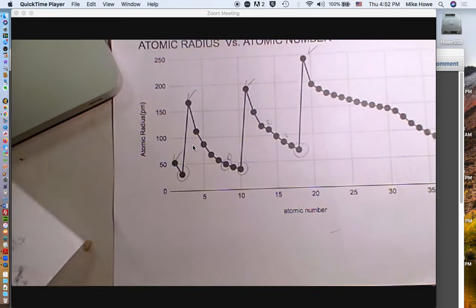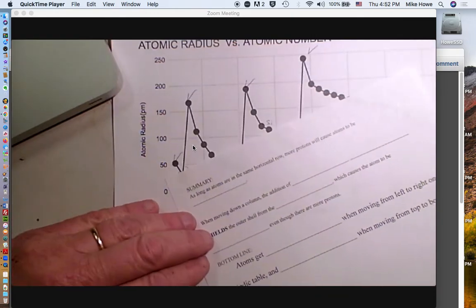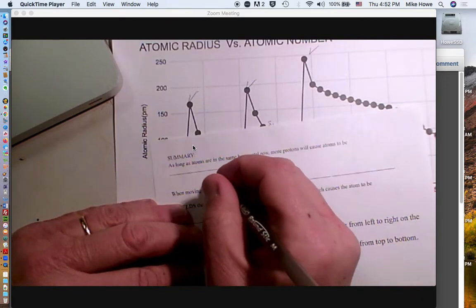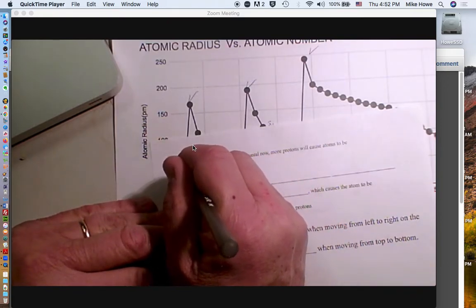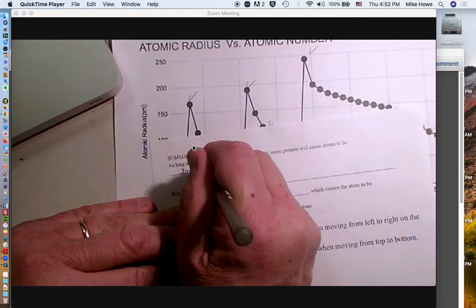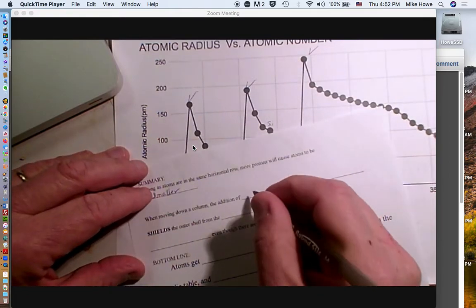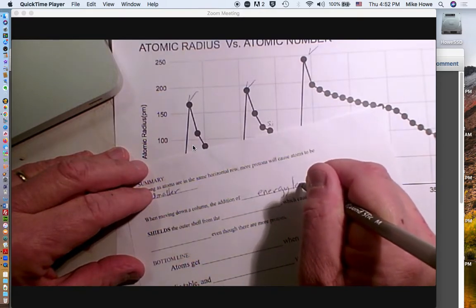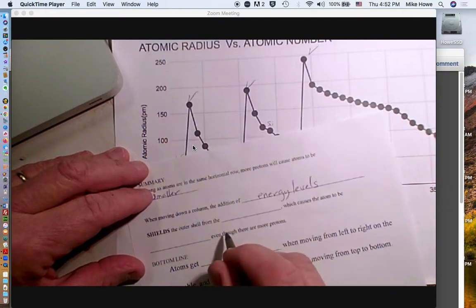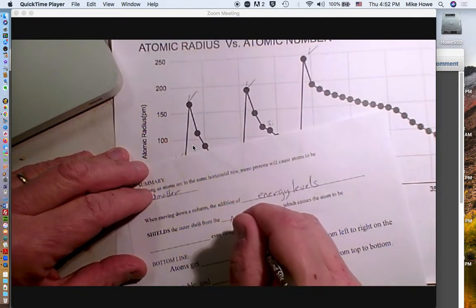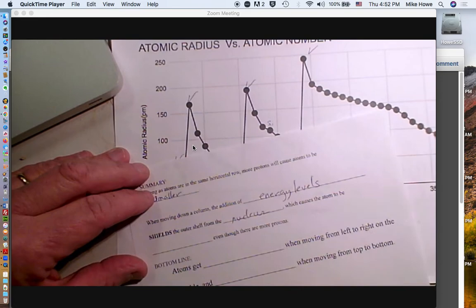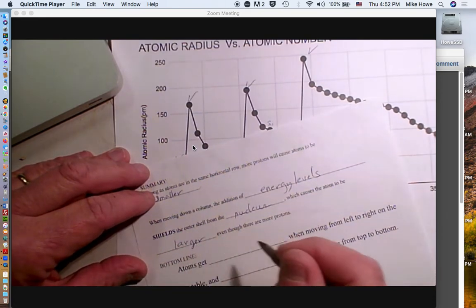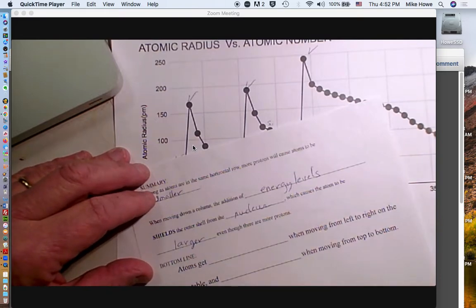So, to summarize it, as long as atoms are in the same horizontal row, more protons will cause the atoms to be smaller. When moving down a column, though, the addition of energy levels shields the outer shell from the nucleus. That causes the atom to be larger, even though there's more protons, because as long as you're in the same row again, atoms get smaller.